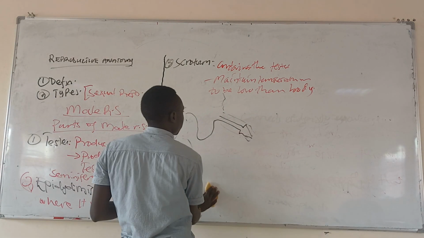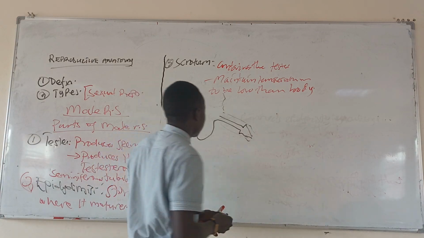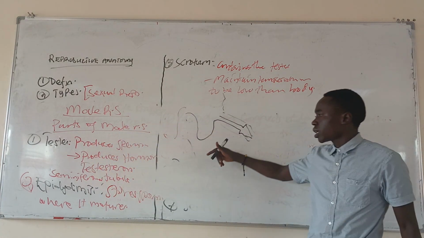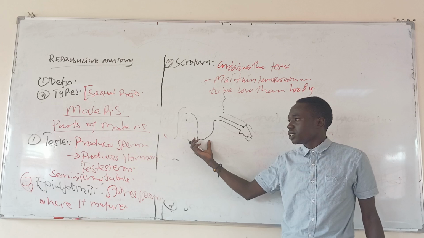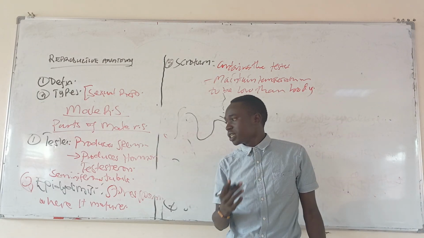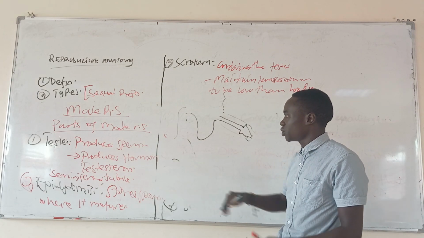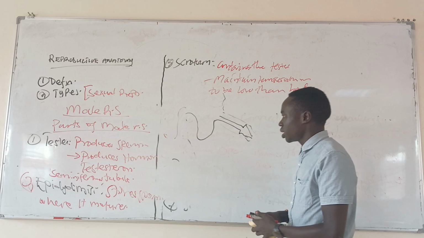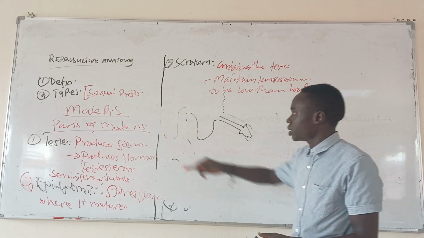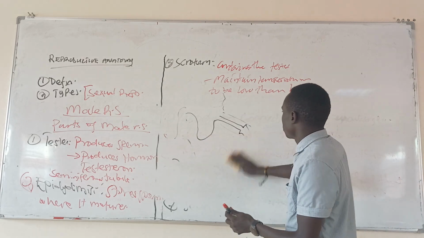So without waste of time, there are some abnormalities related to these testes. Some people have one, others have it but cannot produce sperm. Not all testes can produce sperm. So we are going to talk about that under the clinical correlates of that.